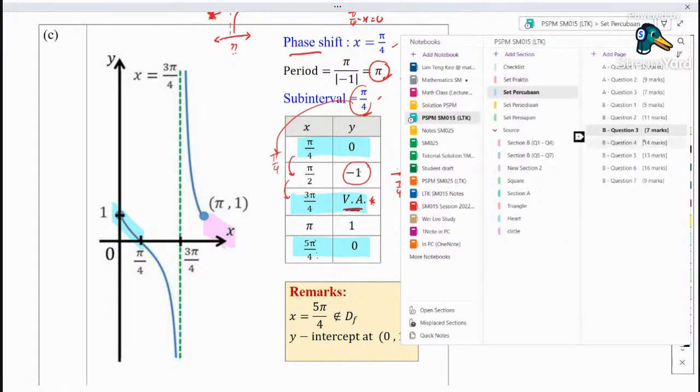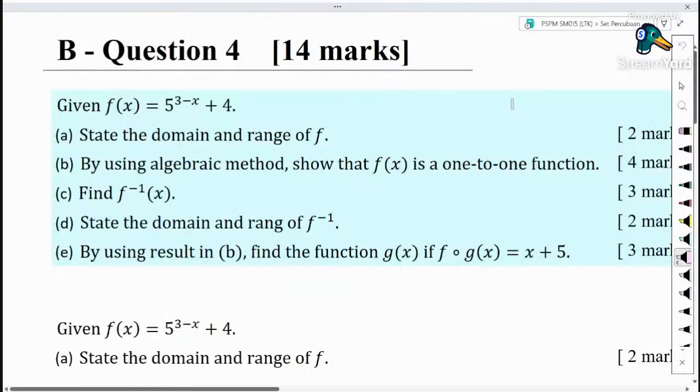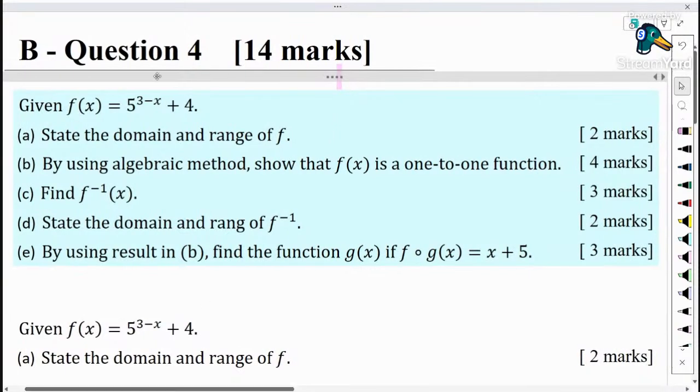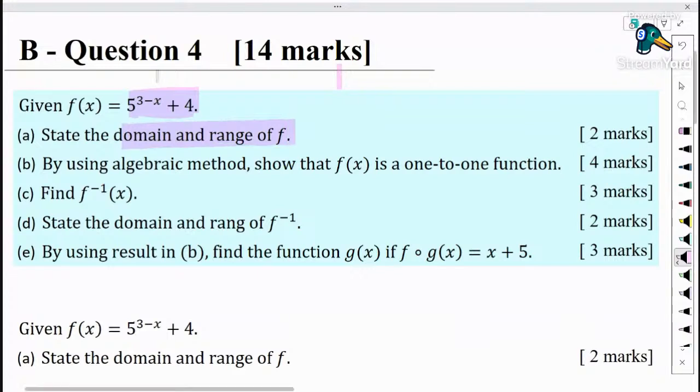Then next we go on with question number 4 in section B. This question involves chapter 5, function and graph. Marks given is 14 marks. And you're given an exponential function. They ask us to find the domain and range, show that it's a one-to-one function using algebraic methods, and find the inverse, domain and range for the inverse.